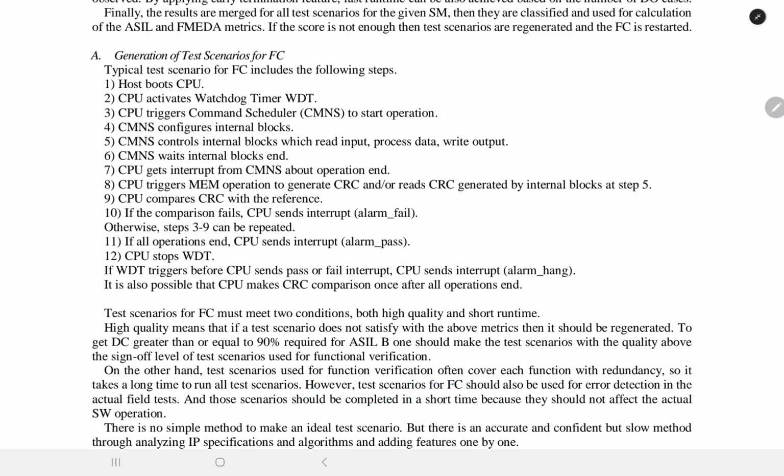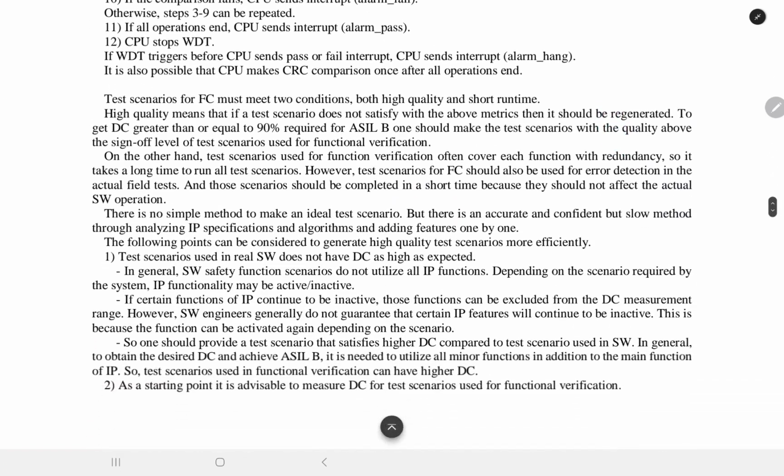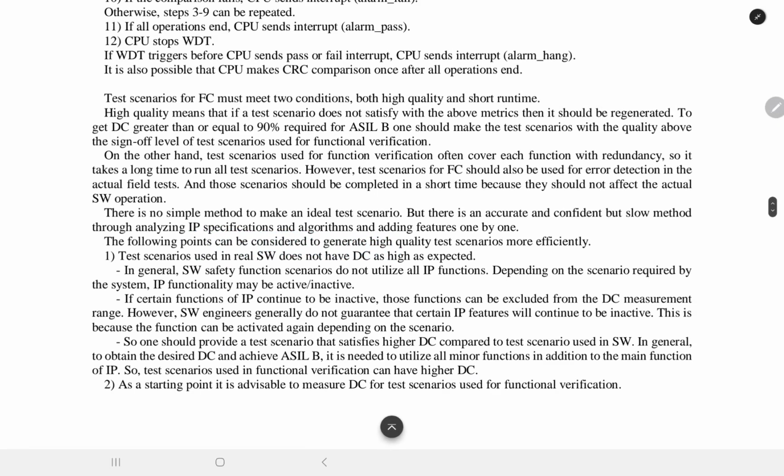However, test scenarios for a fault campaign should be used for error detection in the actual field test, and those scenarios should be completed in a short time because they should not affect the actual software operation. There is no simple method to make an ideal test scenario, but there is an accurate and confident but slow method through analyzing the IP specification and algorithms and adding features one by one. The following points can be considered to create high-quality test scenarios more efficiently.